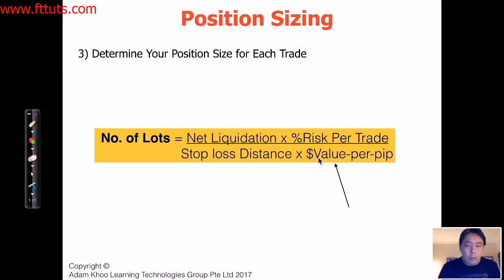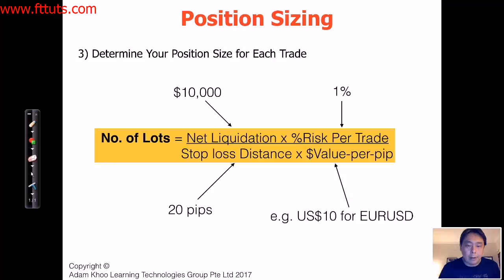Okay? So what do all these things mean? Let's put in examples over here. All right. So again, we're starting with $10,000 in our account, so net liquidation will be $10,000. We are risking 1% per trade, so we put 1%. So $10,000 multiplied by 1% is $100. So the most that you are willing to lose is $100 in a trade, okay?